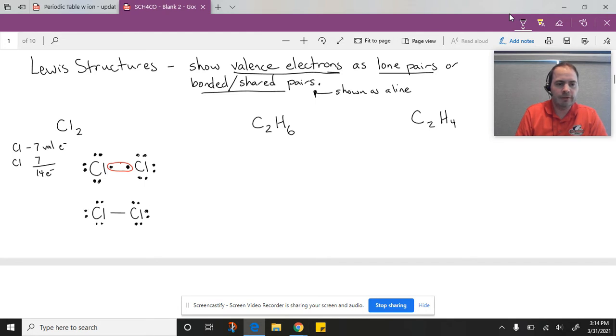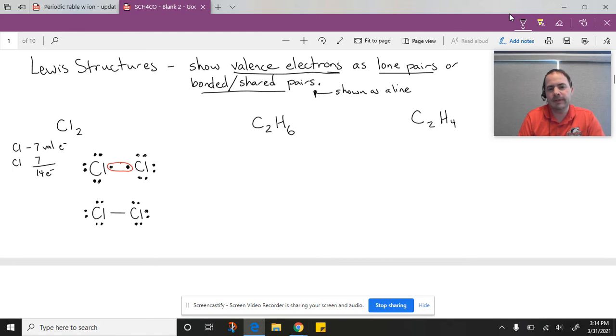And if we count our structure, we'll have used all 14 electrons. So we've got 2, 4, 6, 8, 10, 12, 14. So there's 14 electrons around the chlorine and the chlorine, around that Cl2. So we've got our Lewis structure for Cl2.